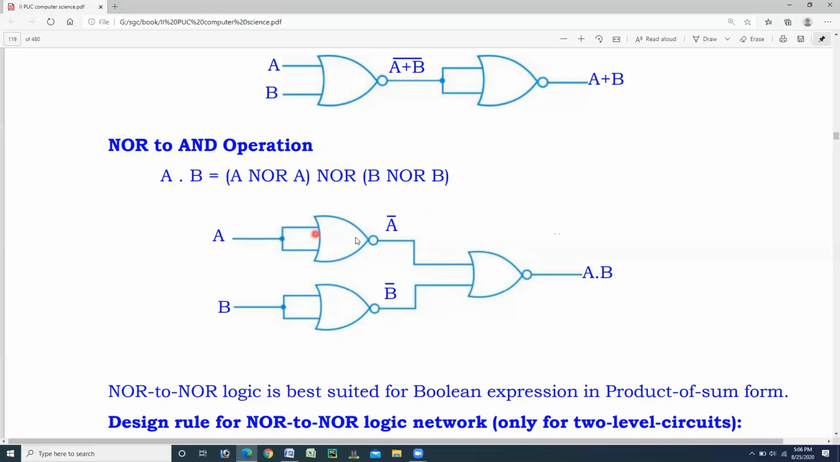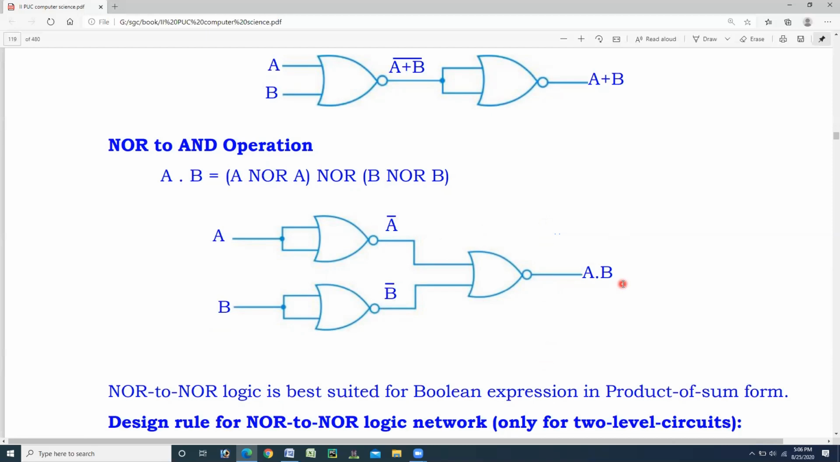The first NOR gate contains the common input A, so the output will be A complement. The second NOR gate contains B as the common input, so the output will be B complement. If these two, A complement and B complement, are the inputs for the third NOR gate, then the output will be A dot B by De Morgan's theorem.